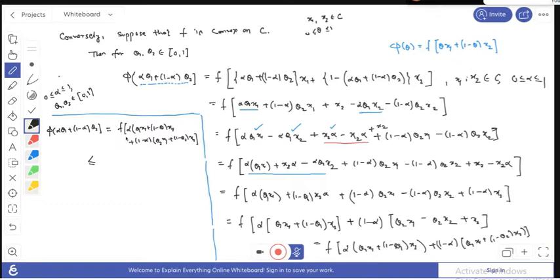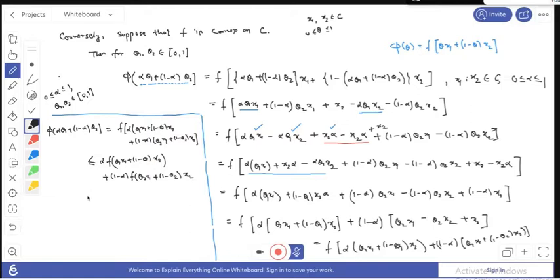f is convex, which is less than or equal to alpha times the functional value at this point, theta 1 x1 plus 1 minus theta 1 x2, plus 1 minus alpha times the functional value at this point. This is because x1 and x2 belong to C, and the convex combination of these two points also belongs to C, because C is a convex set and f is a convex function. That's why the scalar numbers are outside the function. Okay, so this becomes this plus 1 minus alpha times f of theta 2 x2.